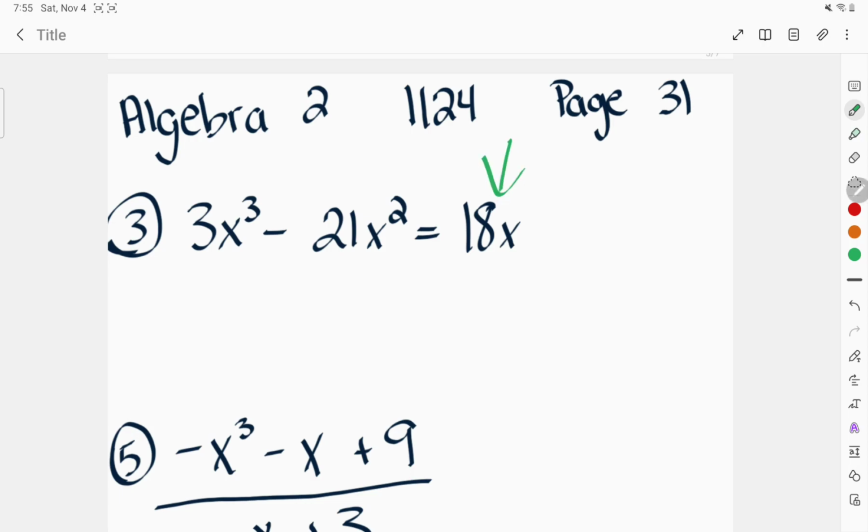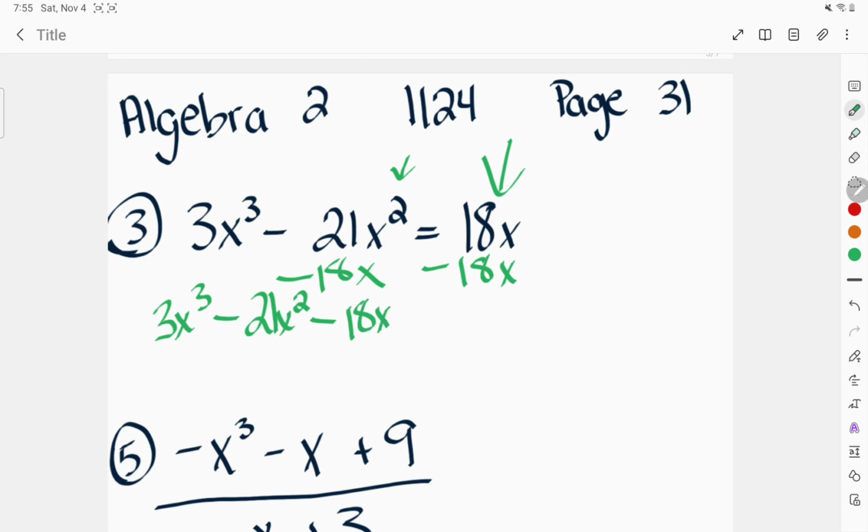So, I need to move this 18x over, and I need to make this problem set to 0. Okay, so to move that 18x, I'm going to subtract it. There's not any like terms here, so it will just work out the way that it is. So I got 3x to the third minus, so that x squared is going to go before the x, 21x squared, 1x squared, minus 18x.